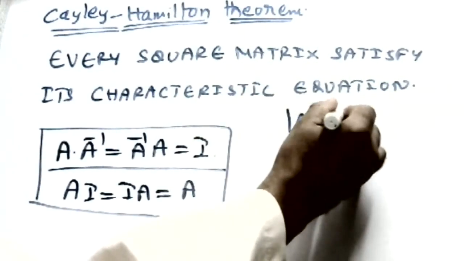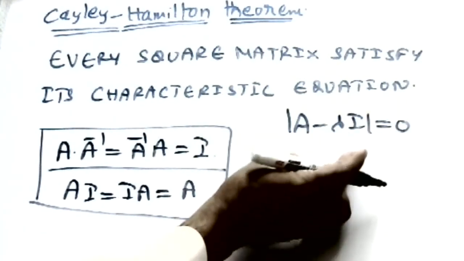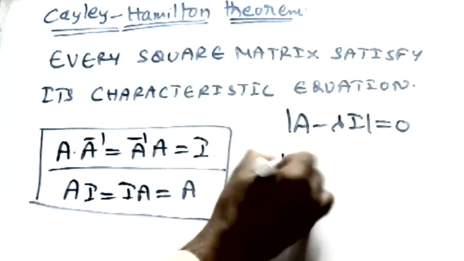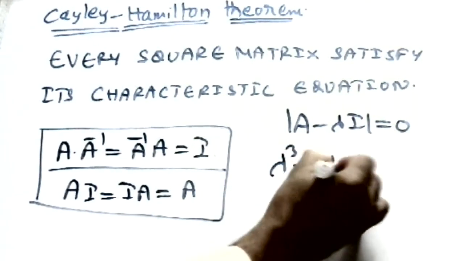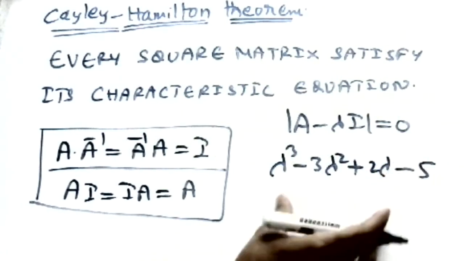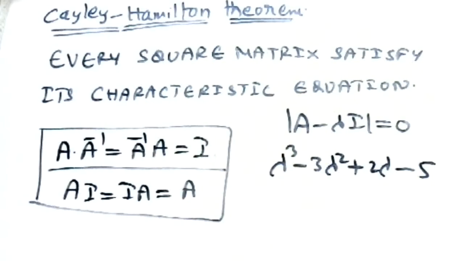What is the characteristic equation? This is mod of A minus lambda I equals 0. This is the characteristic equation. Suppose we solve this and get a cubic equation: lambda cube minus 3 lambda square plus 2 lambda minus 5. Suppose we get some equation like this.